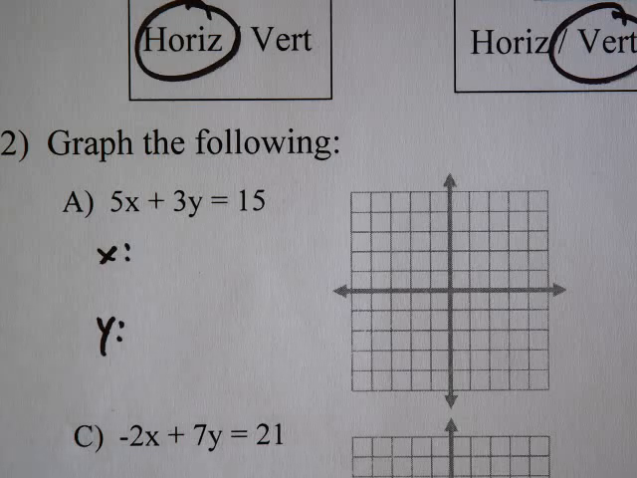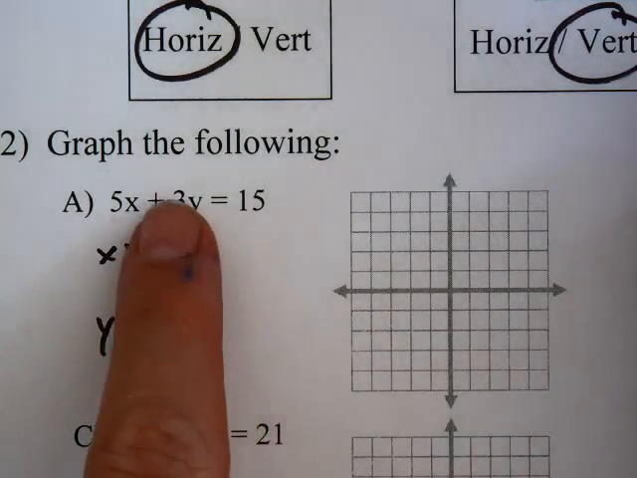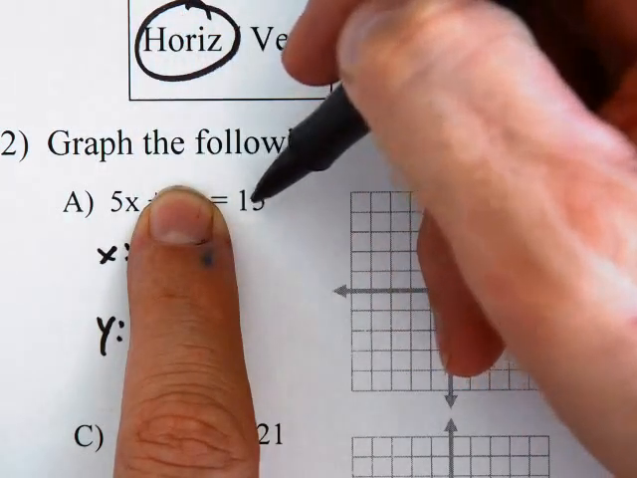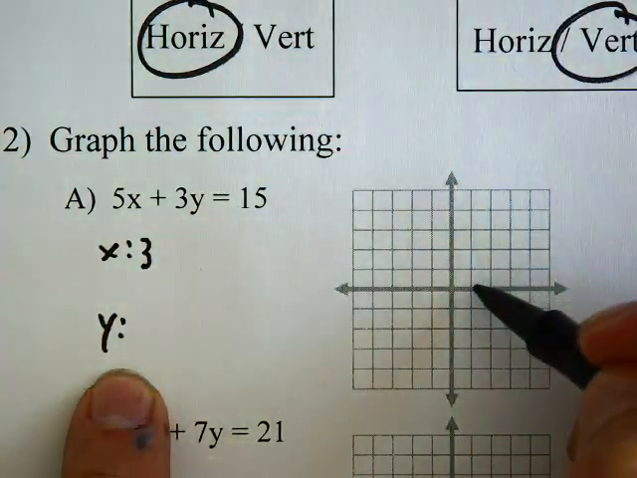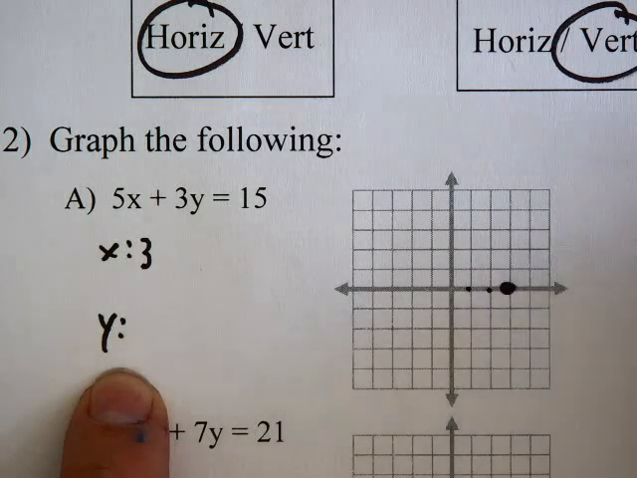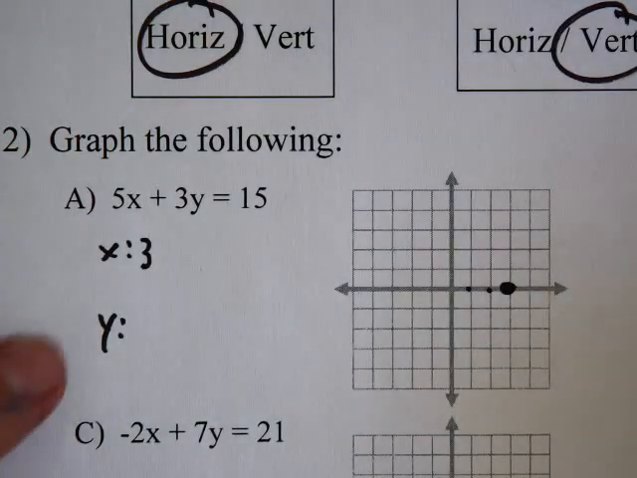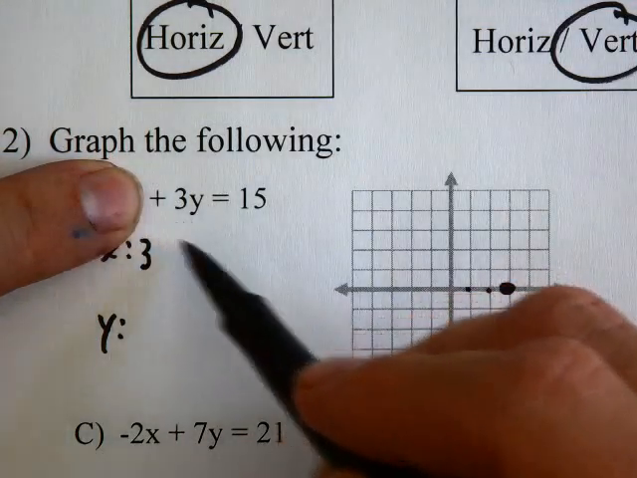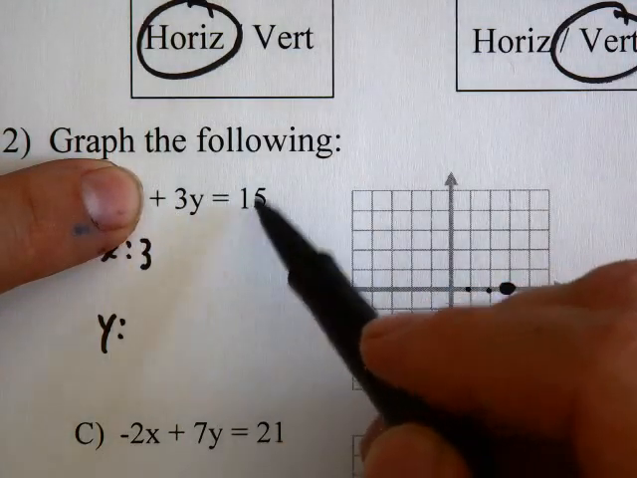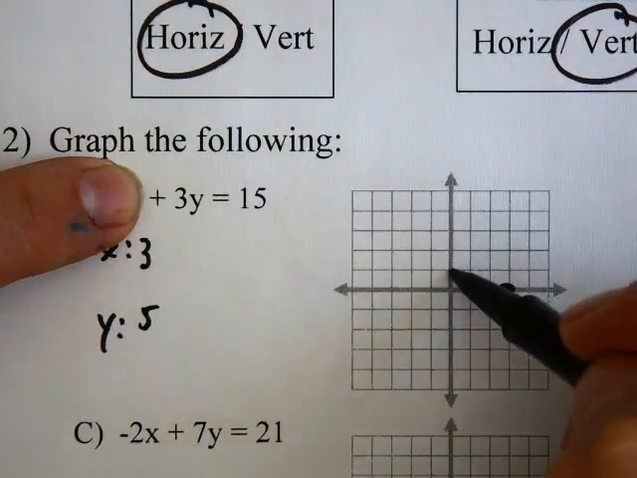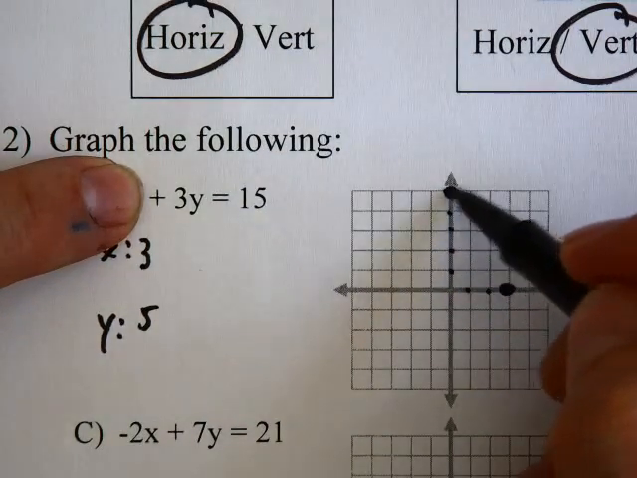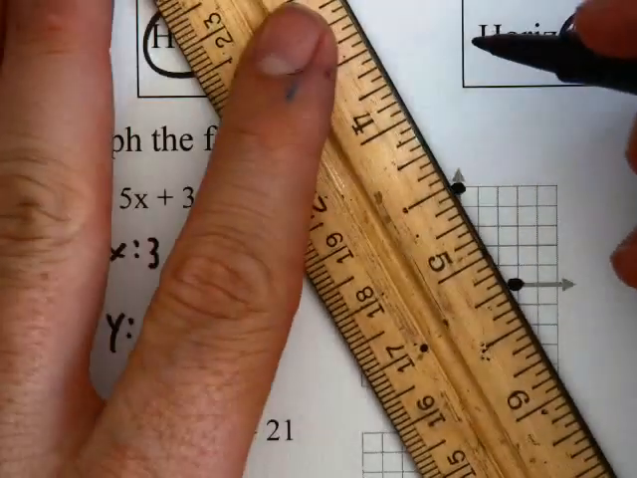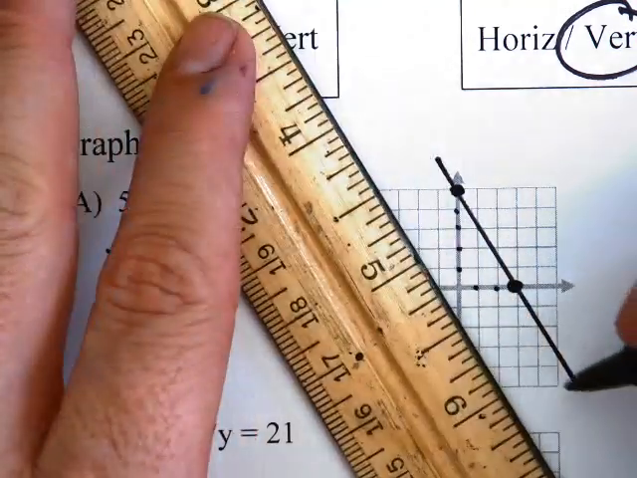I get it. So to find the x-intercept, we cover up the y term and solve for x. 5 times how much is 15? 3. So immediately we go to x equals 3 and put a dot. To find the y-intercept, I cover up the x term and divide by 3. 3 times how much is 15? 5. 1, 2, 3, 4, 5. And you connect those lines. Okay. Boom. Done. You can't mess with me. We got it.